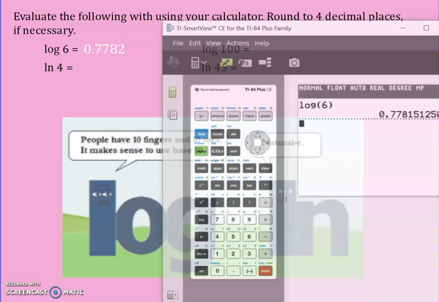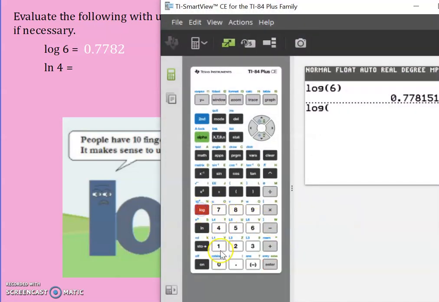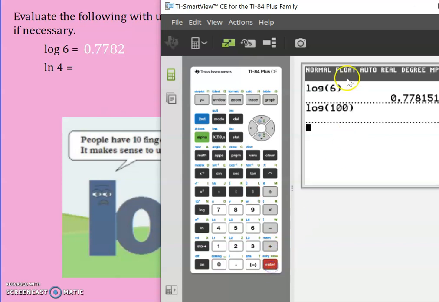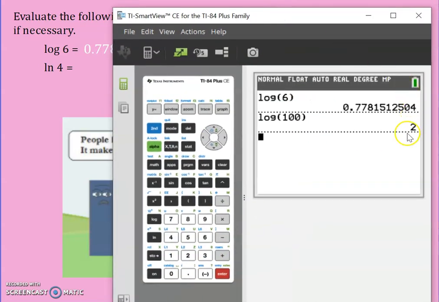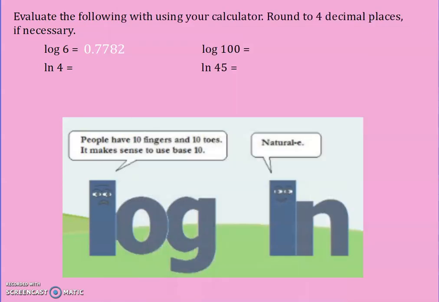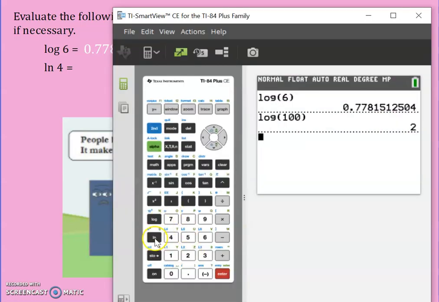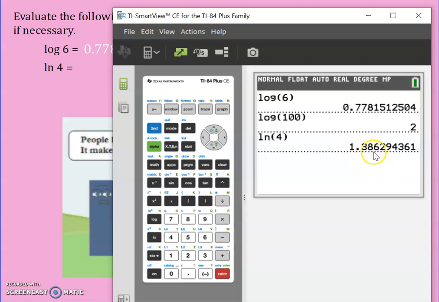All right, the next one says log of 100 as we go across. So let's go ahead and type in log of 100. Hit the log button, type in 100. Again, 4 decimal places if needed. So notice it's just a 2, so it's not really necessary to put 2.0000. We could just write 2 there, and let me put it in the right spot. All right, the next 2 are natural logs, and we do have a natural log button right underneath the log button. So hit the natural log of 4. Make sure you close the parentheses. When we do that, we get 1.3862.